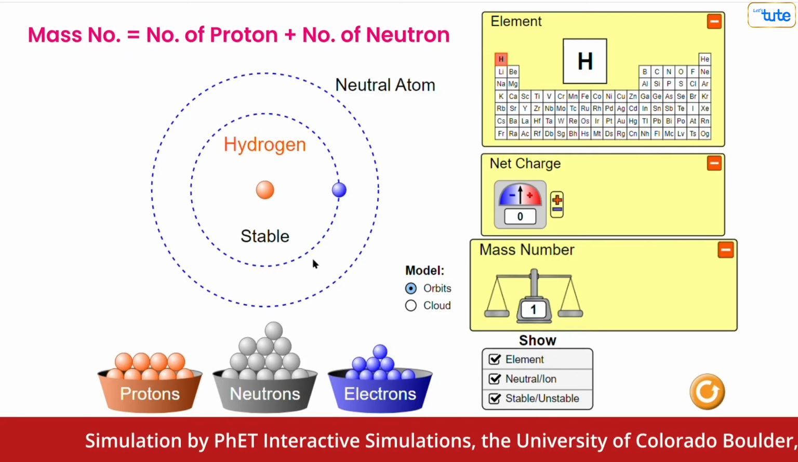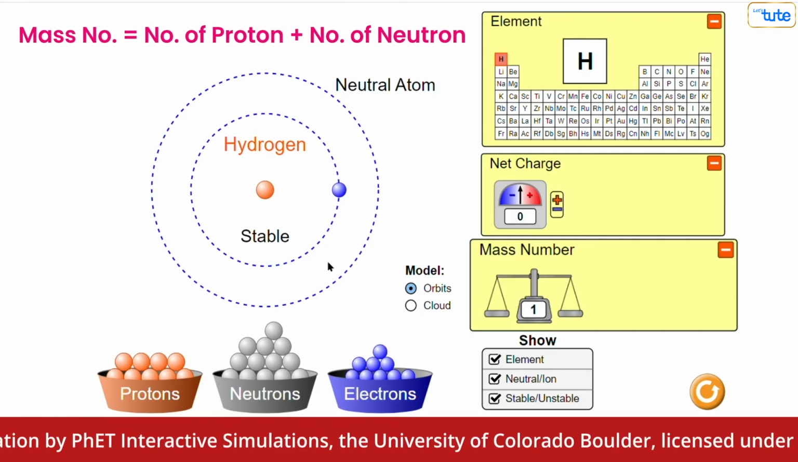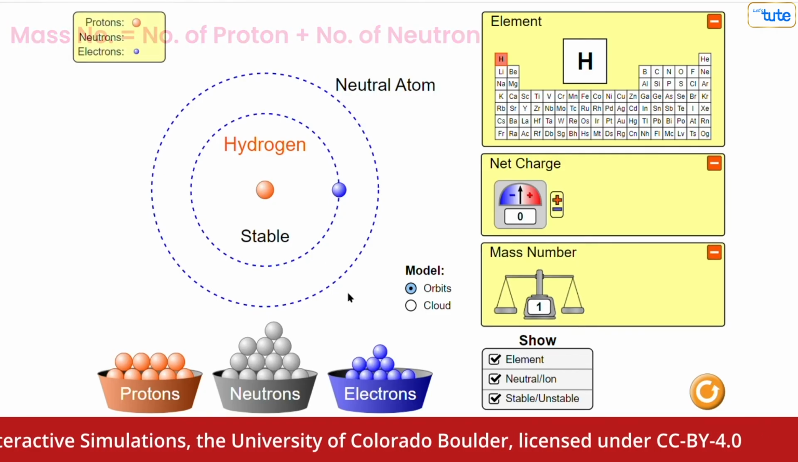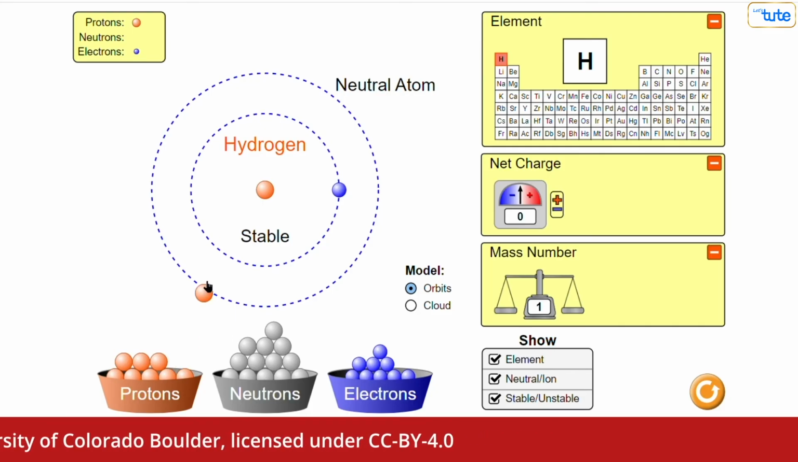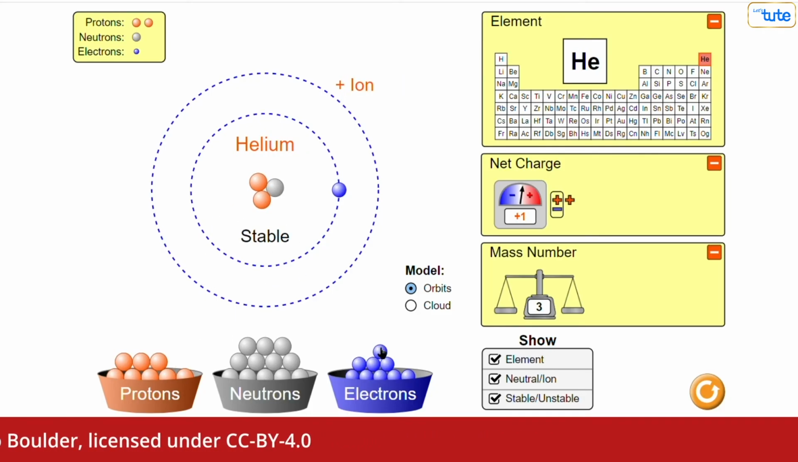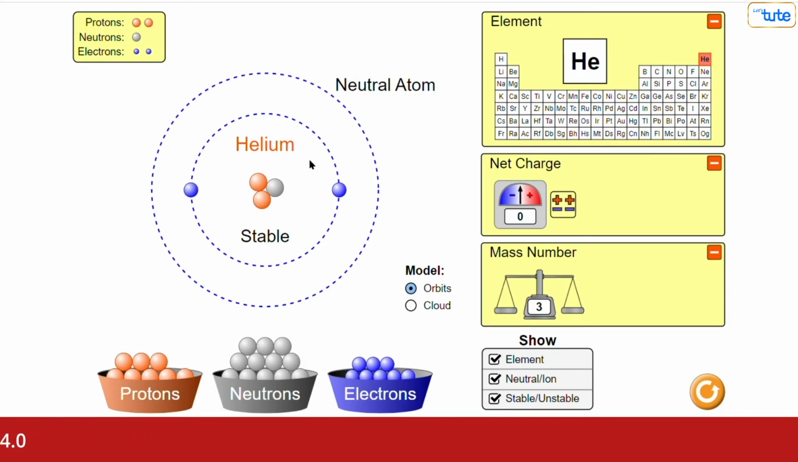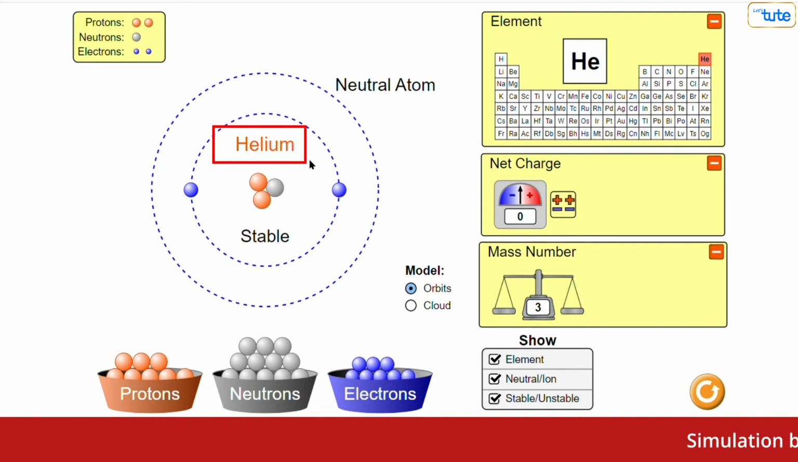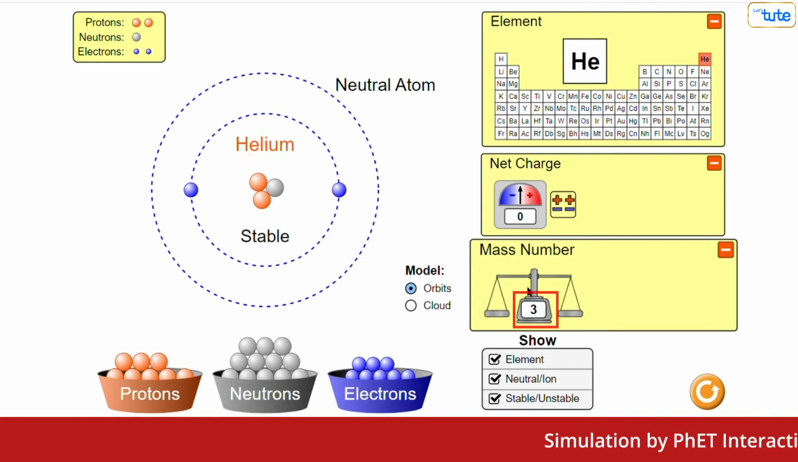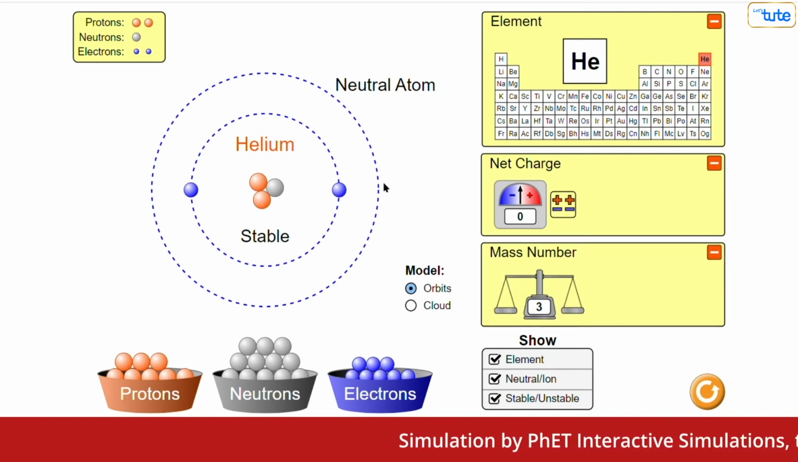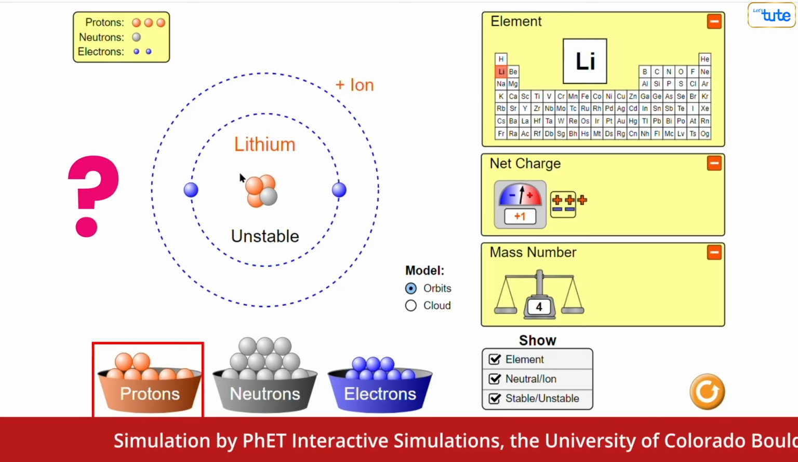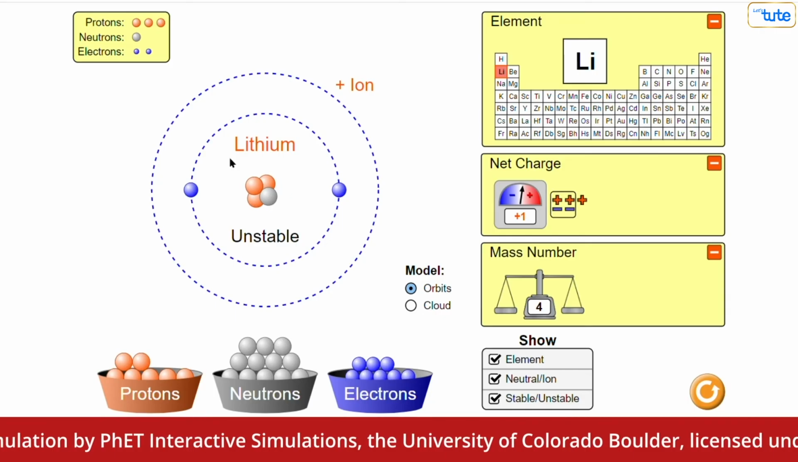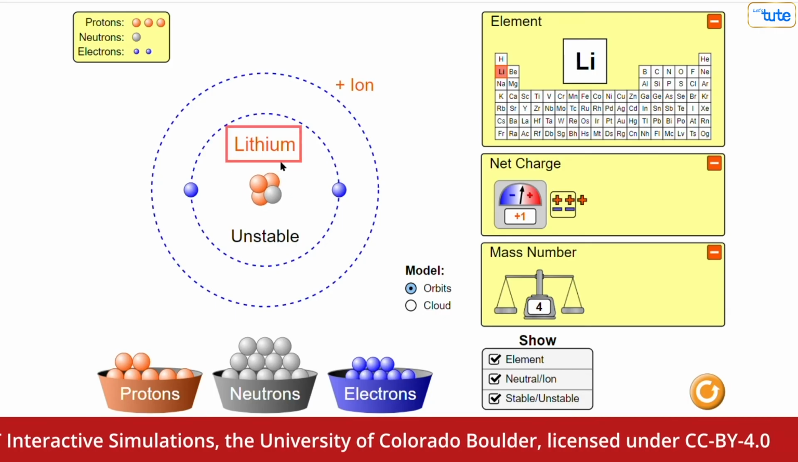The mass number is the number of protons plus the number of neutrons. Let us add one more electron, proton, and neutron to the atom. Have you observed that the element has changed and it becomes helium? With mass number 3 and a stable nucleus. Let's add one more proton to the nucleus. What happens here? You can see here the element changes to lithium.